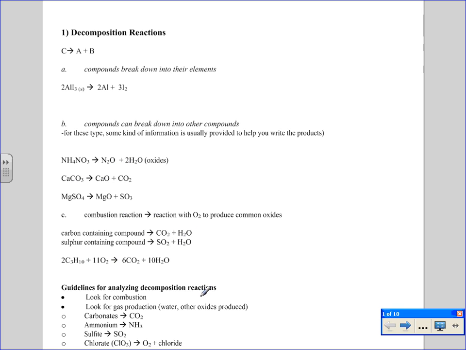Okay, so a few things to look for here. You want to look for combustion reactions. Those ones are easy to identify. You want to look for gas production. Okay, so carbon dioxide, ammonium, okay, sulfur dioxide. If you've got a chlorate that's being strongly heated, you'll get a chloride compound and oxygen. Okay, so these are some highlighting some examples to look for.